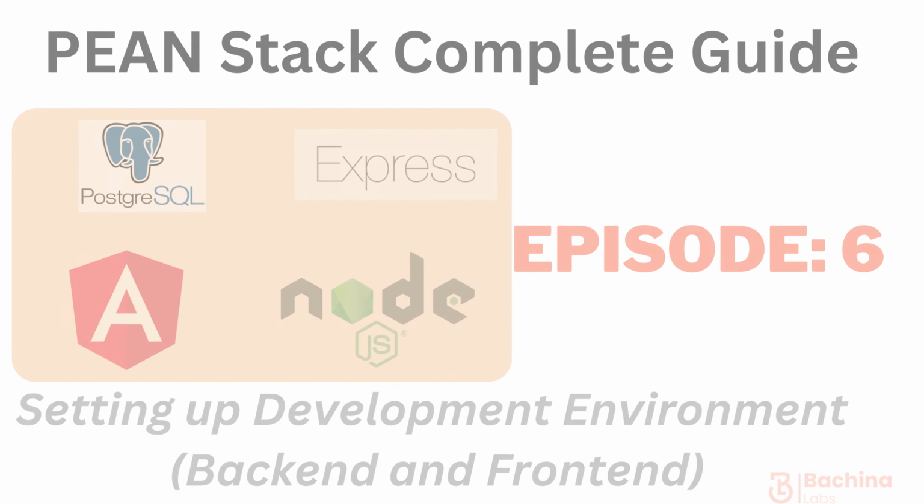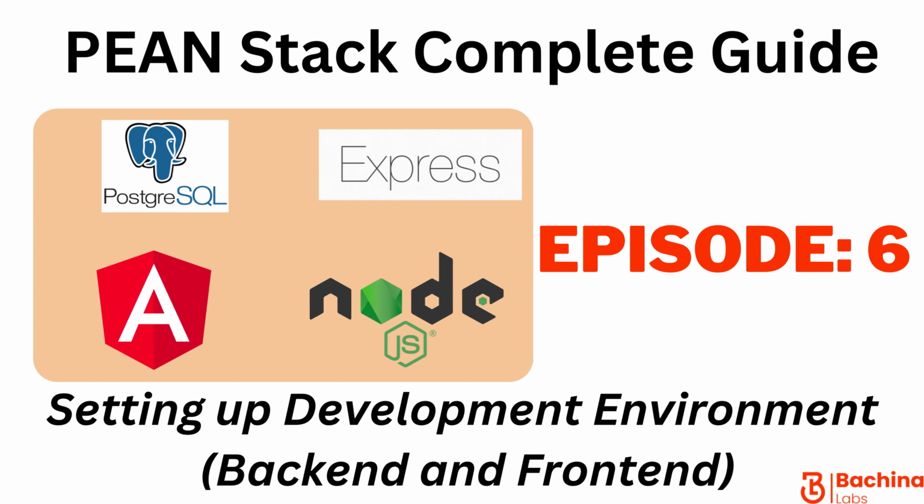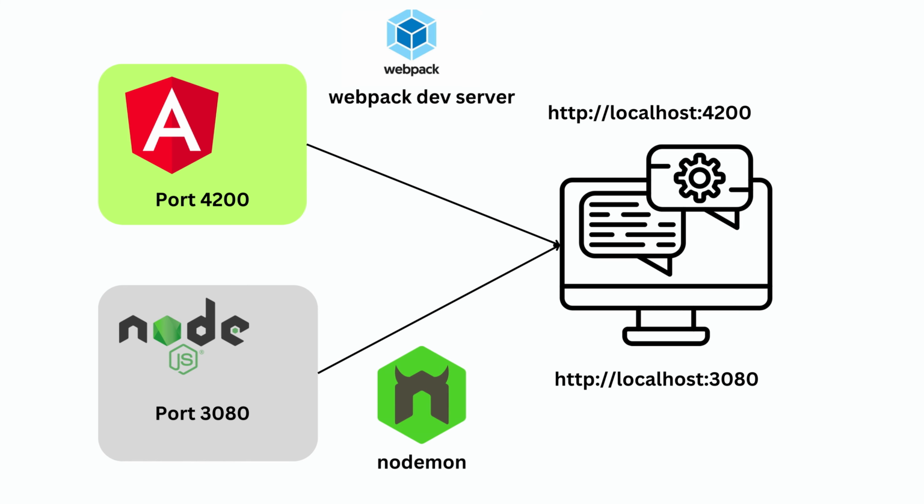We have set up backend and frontend for the MEAN stack application in the previous episode. In this episode, we are going to see how to set up the development environment for both Angular and Node.js backend. So if you look at this diagram, we have the Angular application running on port 4200 and the Node.js backend running on port 3080.